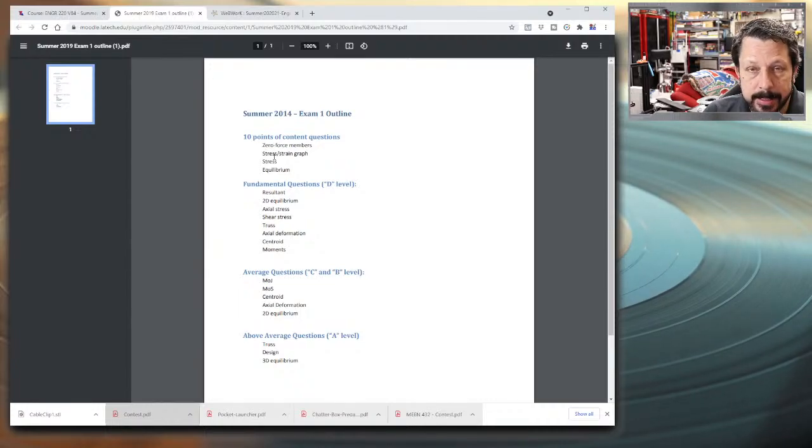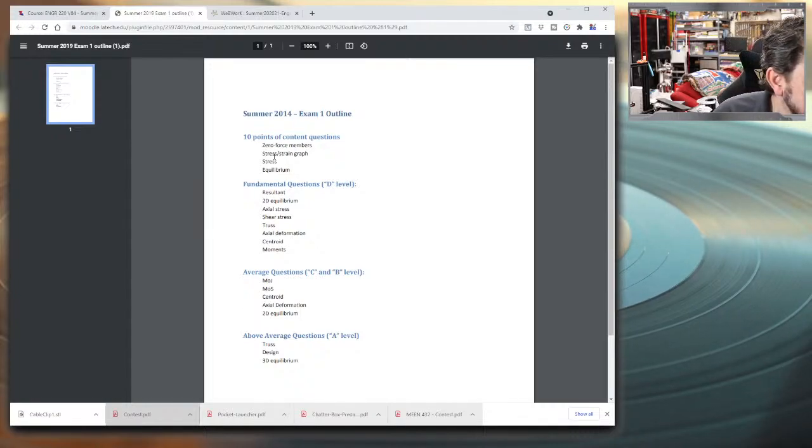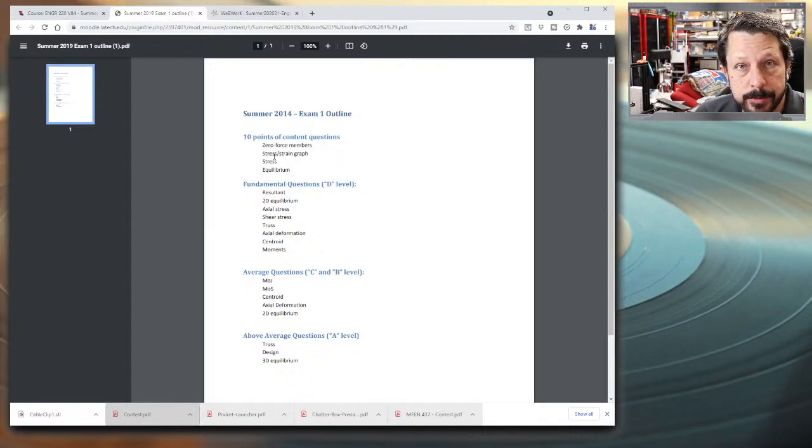Stress, that just means some content question about the idea of stress. Remember, axial stress is the force over the area that the force is applied to. It's defined as the intensity of internal forces. Strain is the severity of deformation. I guess that's strain and not necessarily stress, but it's related to stress. So there'll be a question or two that have you answer content questions about stress. Same thing with equilibrium. You'll need to answer some content question about equilibrium.